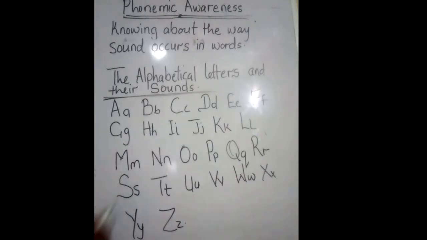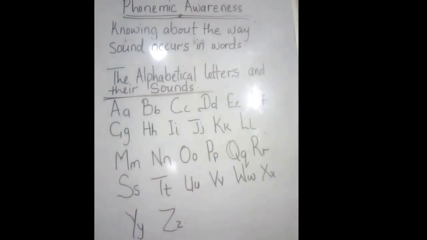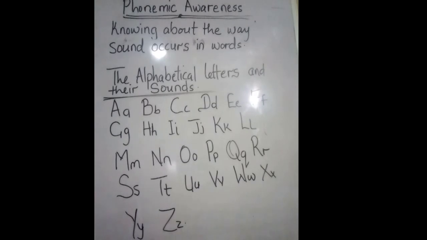Letter S makes the sound S, S, S. Letter T makes the sound T, T, T. Letter U makes the sound ah. This sound is a bit tricky. It's between ah and o. Okay? And letter V makes the sound V, V.